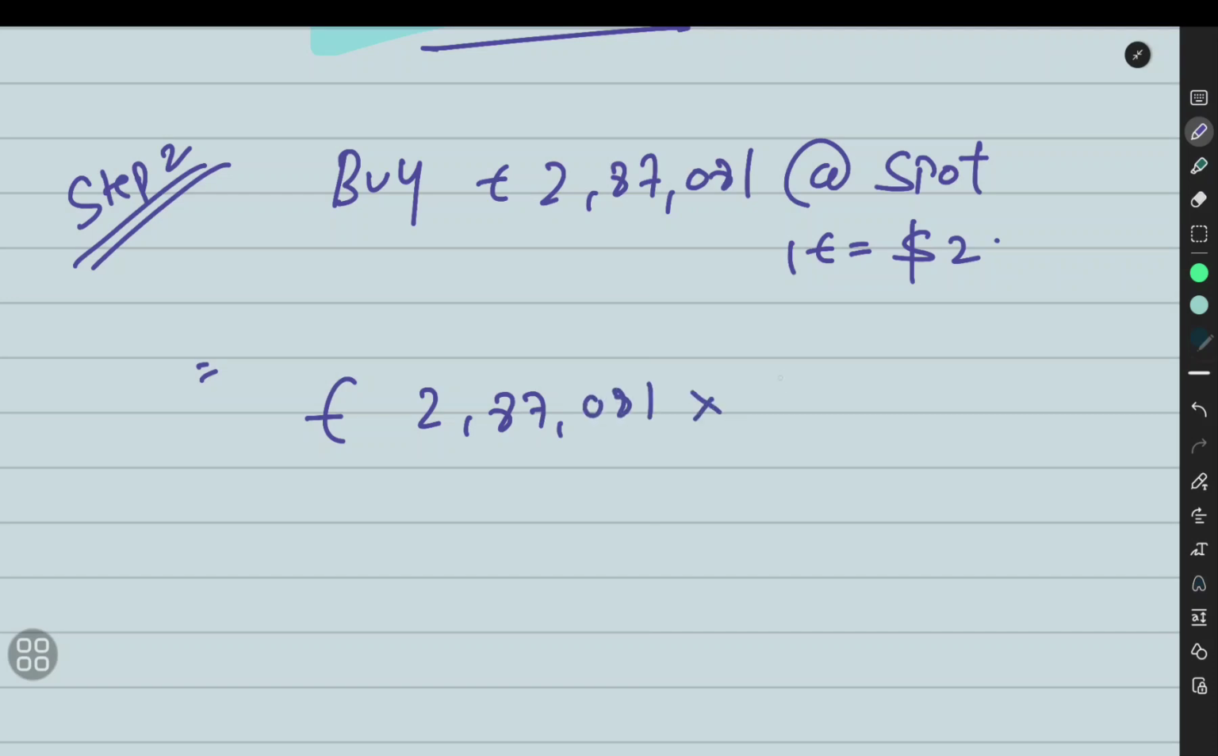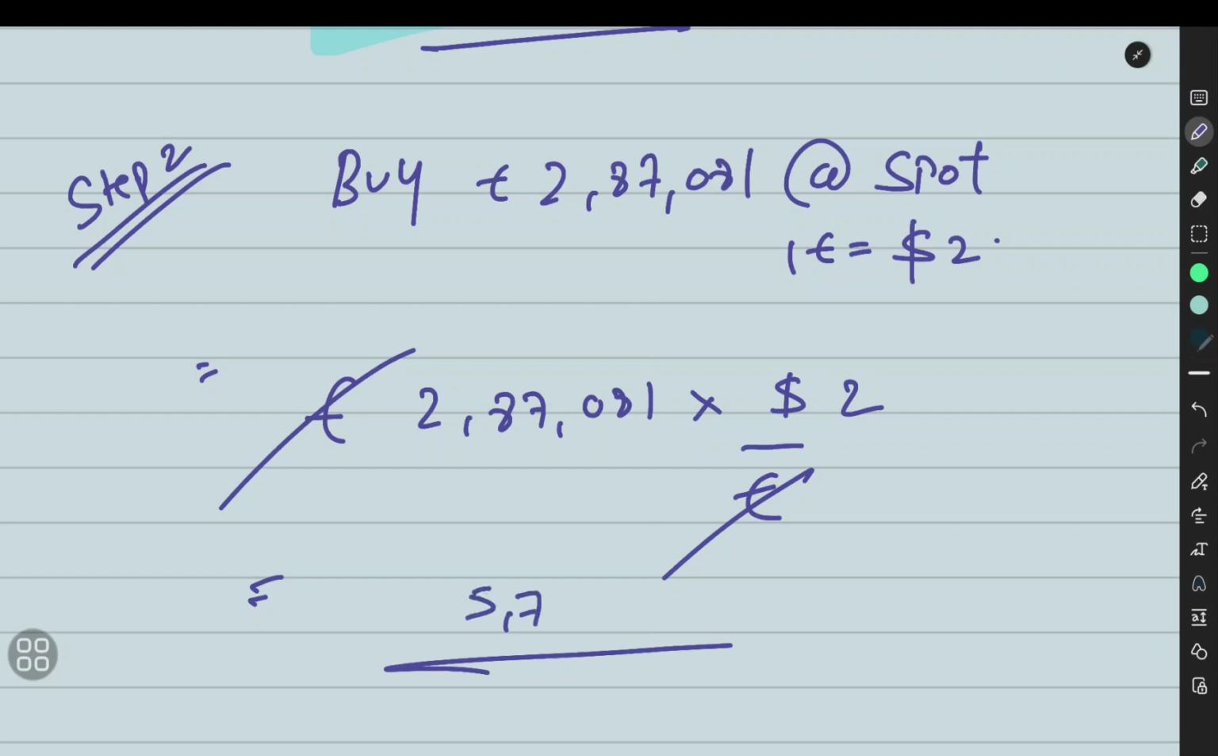Quickly we'll do 287,081 into dollar by pound 2. Why am I multiplying? Because my common currency has to cancel out. So into 2 would give me 5,74,162. What? Now it is dollars. Okay, dollars. Now again the issue comes that okay, I'll buy 2,87,081 pounds using dollars 5,74,162. But do I have these dollars as well?